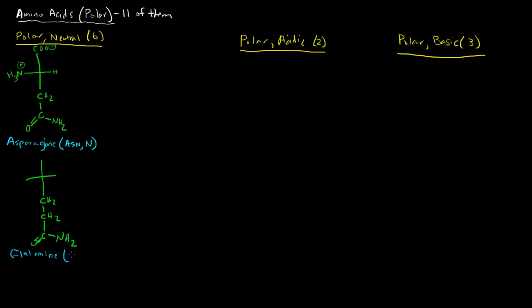And glutamine's 3-letter code also ends in an N, just like asparagine, except it's GLN. And its 1-letter code is Q, right? Because G has already been taken by glycine. And if you think about it, a Q kind of looks like a G almost. I don't know if that's helpful, but you can sort of think about it that way.